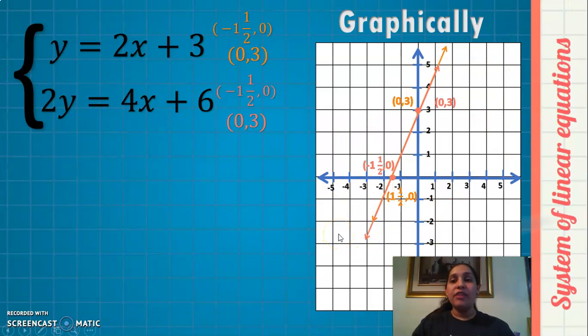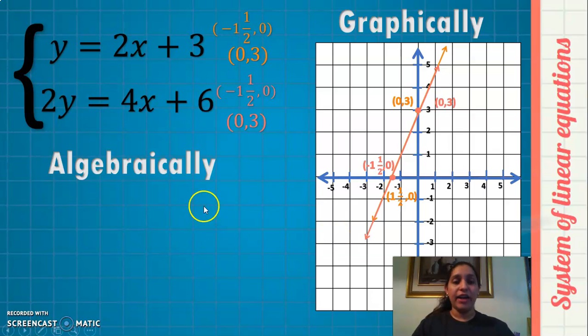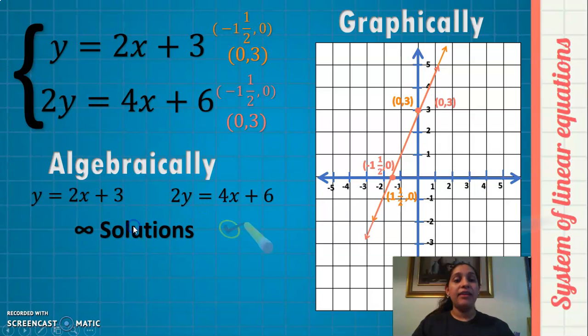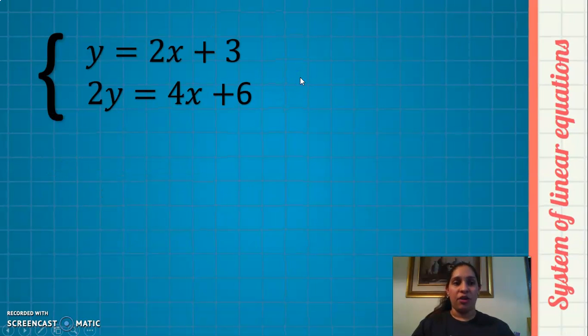Now, there's no single point where they intersect because both of them cross the same points. So if I solve it algebraically, I'll place my first and my second equation, and I'll write that there are many solutions. There is not just one solution. There are many solutions. Now that I've solved it using intercepts, I'm going to show you how to solve it using the slope-intercept form.